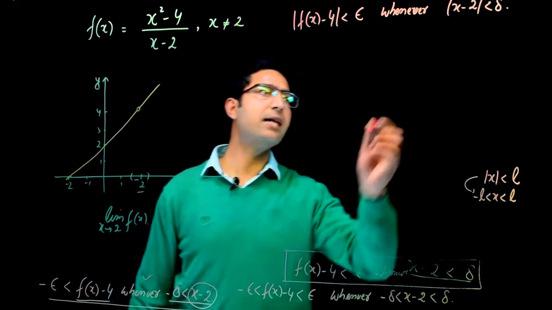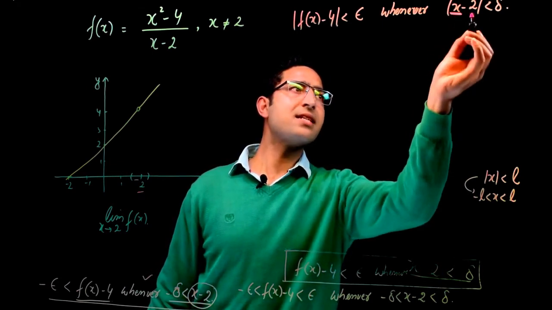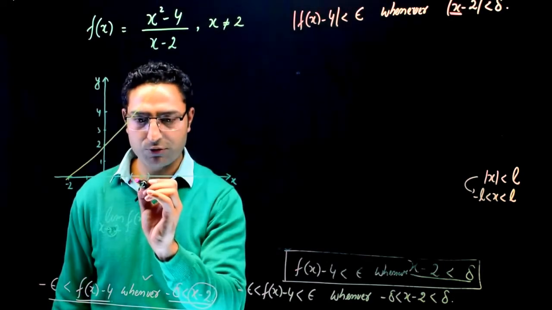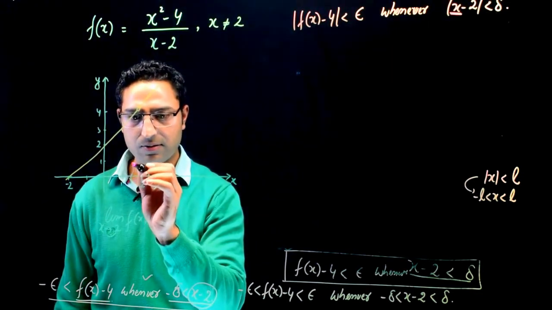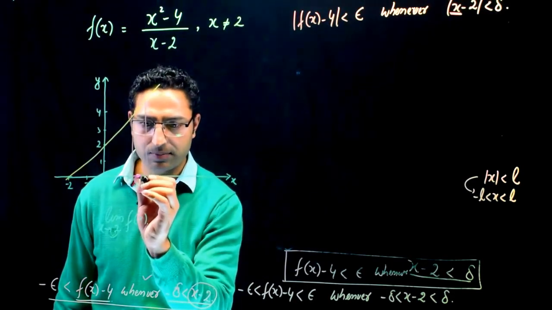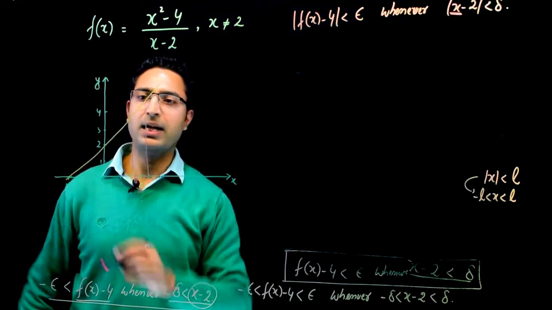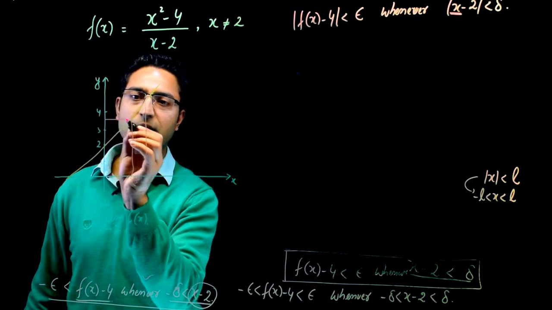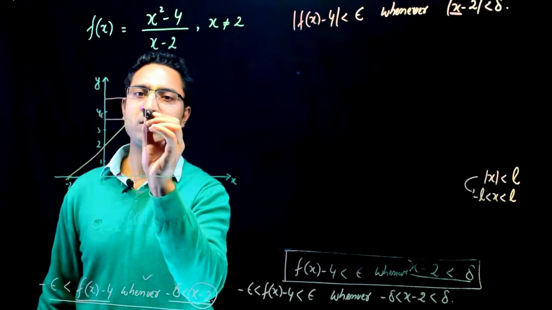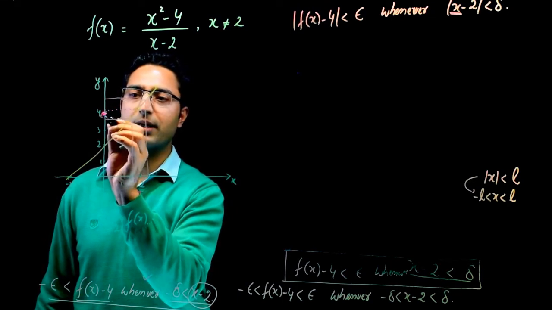Now what does it mean? It means that whenever the x's are at a distance less than delta from 2, that means if I choose some delta here, and here I will take x's, and I will take all the x's in this region whose distance from 2 is less than delta, then there is some epsilon here, such that the f(x) points have the distance from 4 to be less than this epsilon.